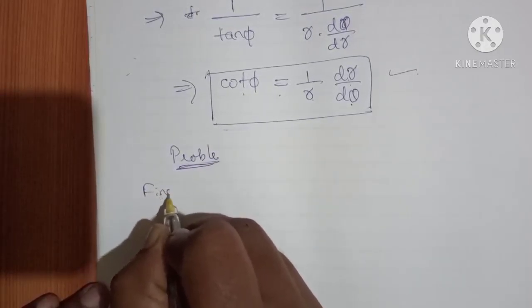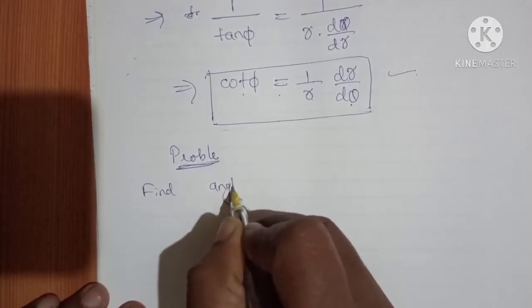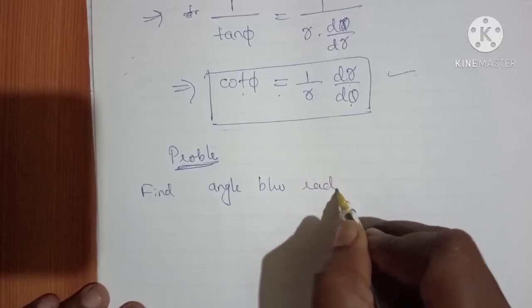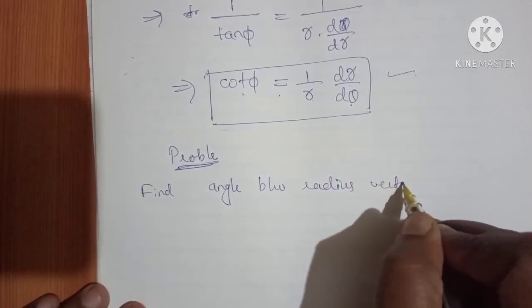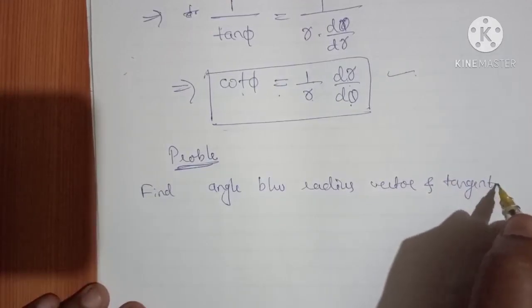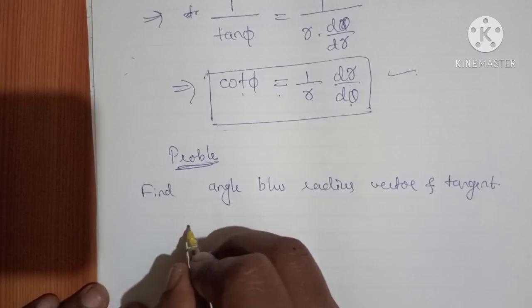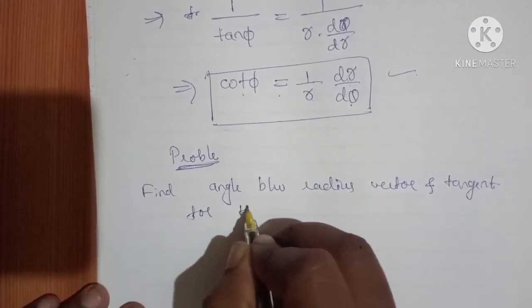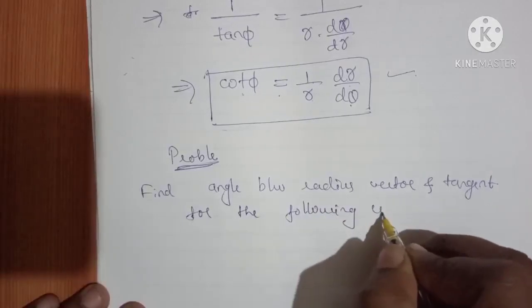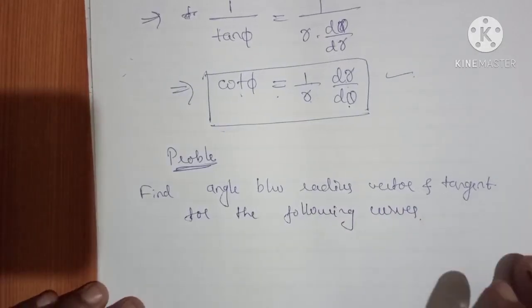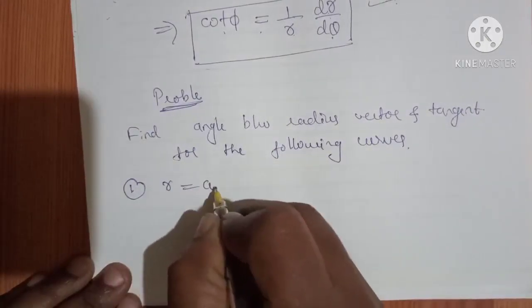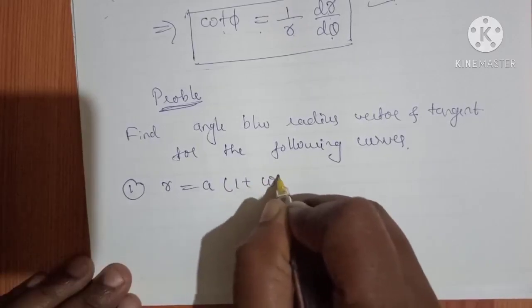Find the angle between radius vector and tangent for the following curves. First one, r equals a(1 plus cos theta).